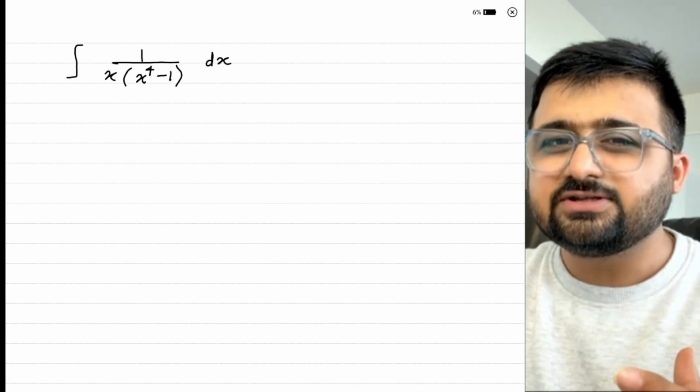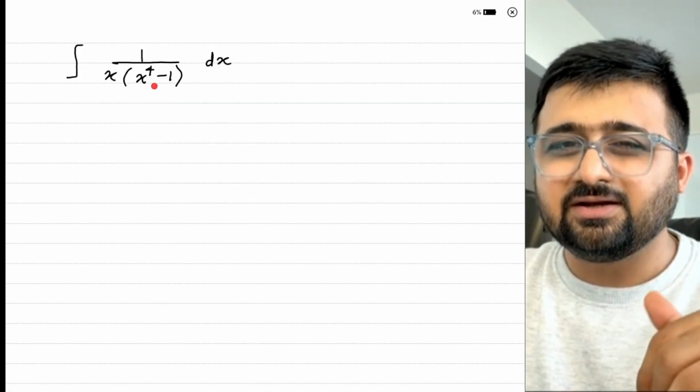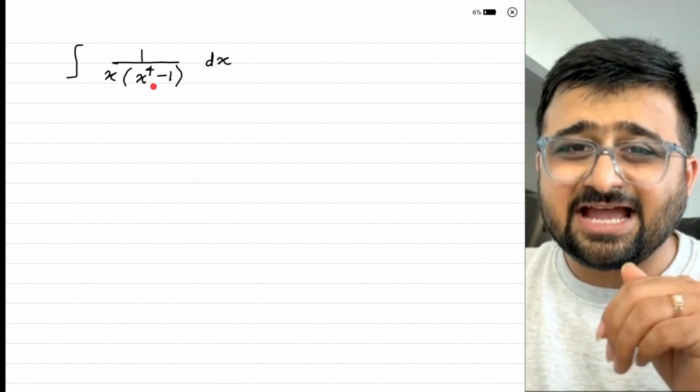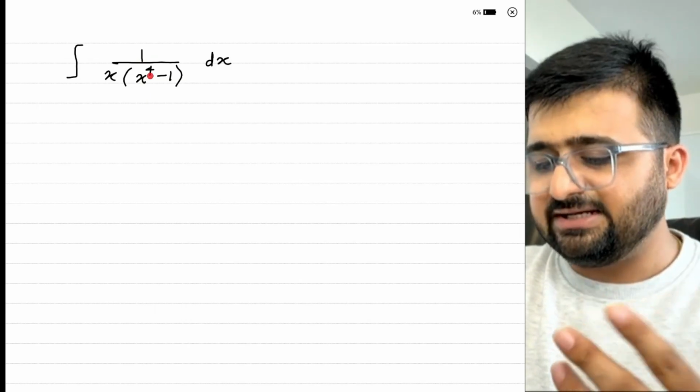The integral that you see on the screen right now confuses 99% of the students that I know, and it is a very important integral in various university calculus exams as well as various entrance exams as well. So make sure you watch this video till the end to see how to integrate that function on the screen right now.